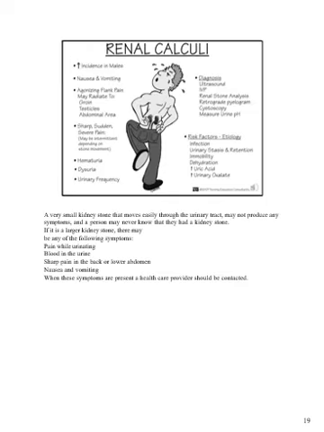A very small kidney stone that moves easily through the urinary tract may not produce any symptoms, and a person may never know that they had a kidney stone. If it is a larger kidney stone, there may be any of the following symptoms: pain while urinating, blood in the urine, sharp pain in the back or lower abdomen, nausea and vomiting. When these symptoms are present, a healthcare provider should be contacted.